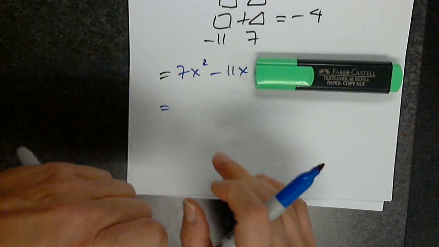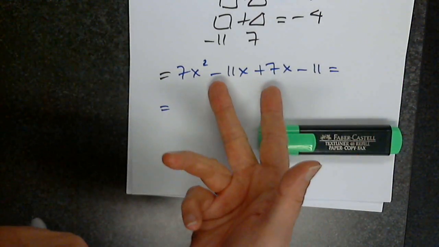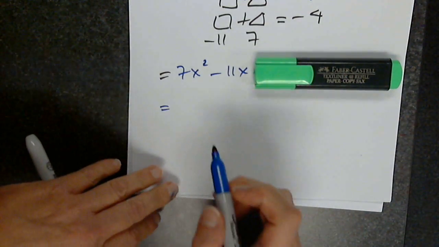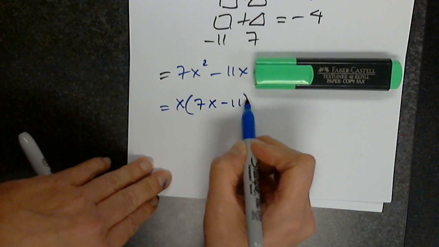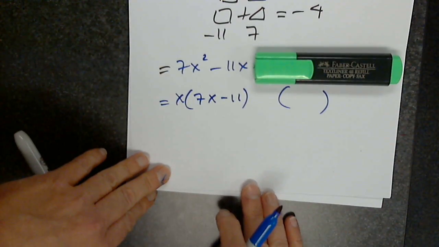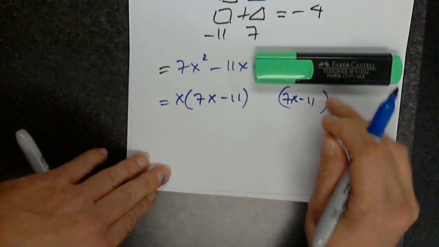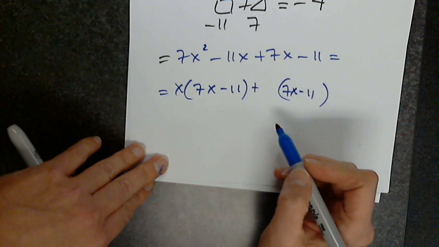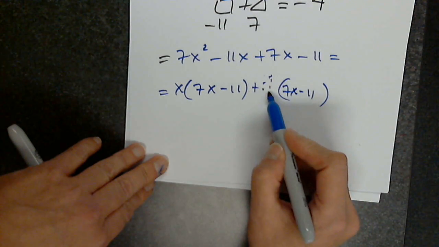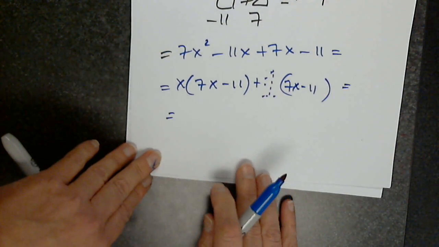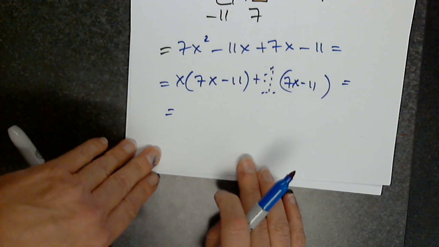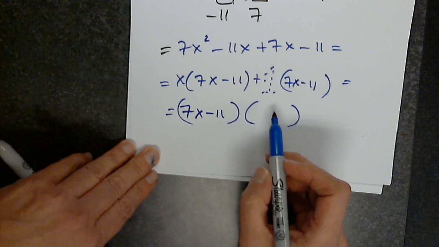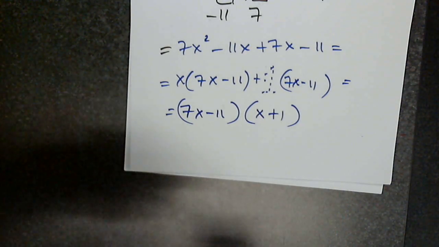If you want, I can change the order. It's not going to make any difference. Okay, from the first two: x times 7x minus 9. What should I have from the other two? 7x minus 9. Sign and factor. What do you pull out? 7x. And what is left? Very good.